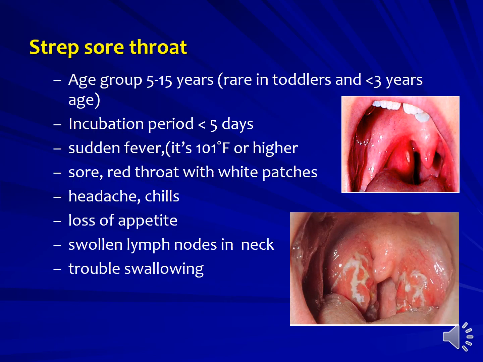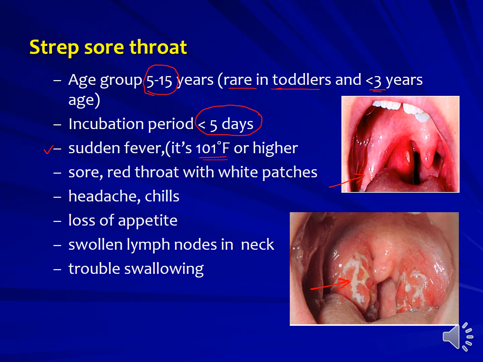Sore throat is common among the 5 to 15 years age group, rare in toddlers and in the less than 3 years age group. The incubation period is less than 5 days most of the time, and it presents in the form of sudden onset of fever of more than 101 Fahrenheit and sometimes higher, and the throat will be very sore and red in color, with sometimes white patches. See here, the white patches are also present.